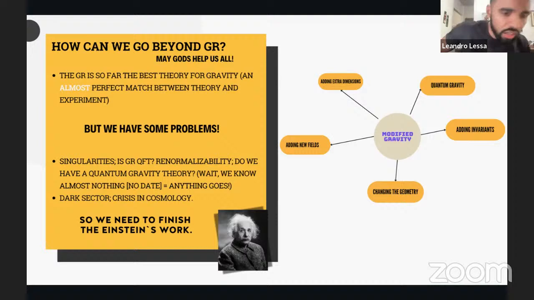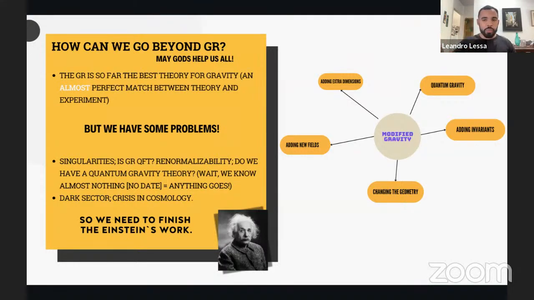Another kind of problem in general relativity is more observational. We know that the universe is expanding faster and faster, and we don't know why. The equations of motion of Einstein say nothing about that. If you look at galaxies, we know they are spinning faster than general relativity predicts, and we don't know why. In this moment, cosmology has increasing problems. You have the Hubble tension. So at this moment, we know that general relativity is not the end of the line.